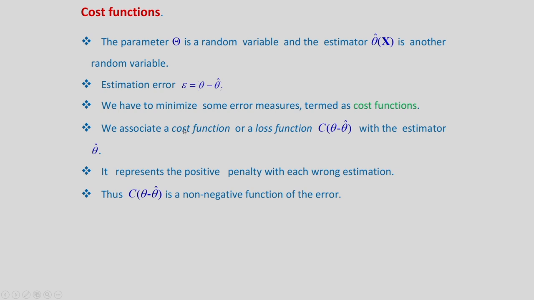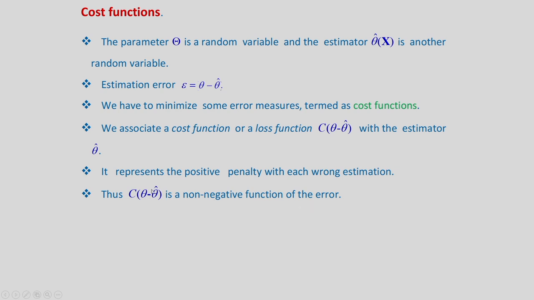We associate a cost function or a loss function of this form, C of theta minus theta hat, with the estimator theta hat. So, if theta hat is the estimator, this cost function is a function of the error. Theta is the actual value, theta hat is the estimated value, so it is a function of the error. It represents the positive penalty for wrong estimation. So, this function will be a positive function. If we commit more error, then this function should be large. Thus, C of theta minus theta hat is a non-negative function of the error.